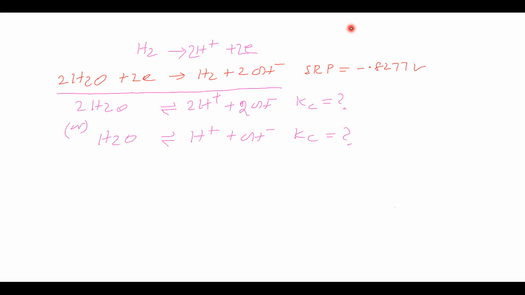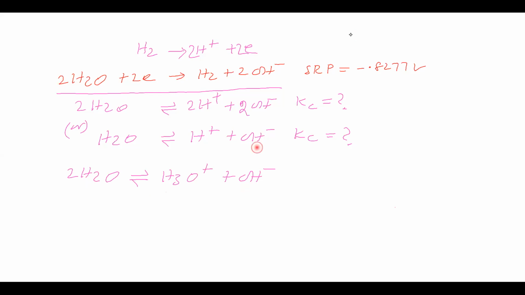Therefore, they are asking the equilibrium constant for which one? They're asking the equilibrium constant for this: 2H2O gives H3O+ and OH-. For this only they are asking the equilibrium constant. For this we have to find the equilibrium constant.